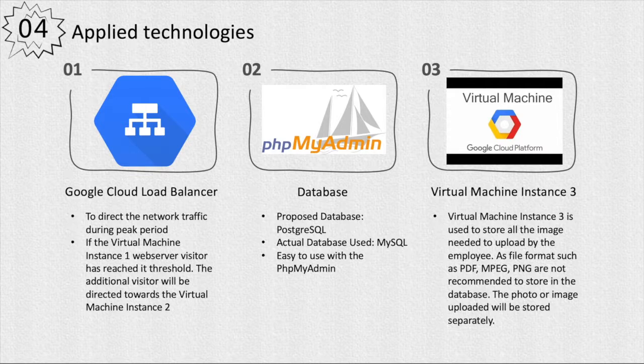during peak hour there are 10,000 users logging into the web portal, so they will all log into virtual machine instance 1. If it reaches the threshold, the remaining or any new visitors will be directed towards virtual machine instance 2, so that all the network traffic can be shared equally among all, so no one will experience any slow internet connection or slow processing speed.